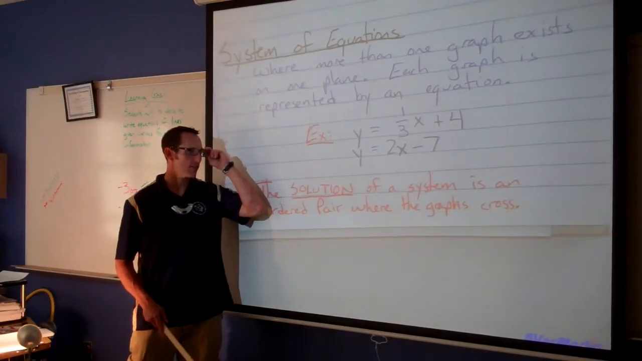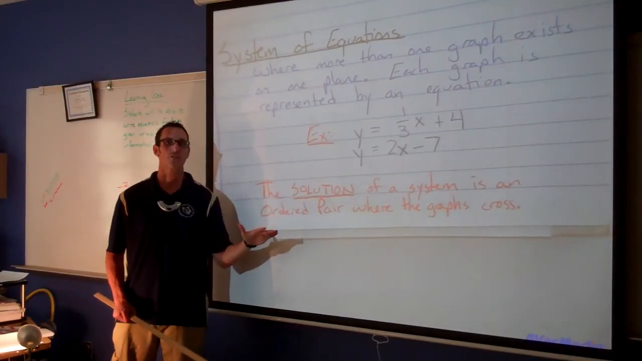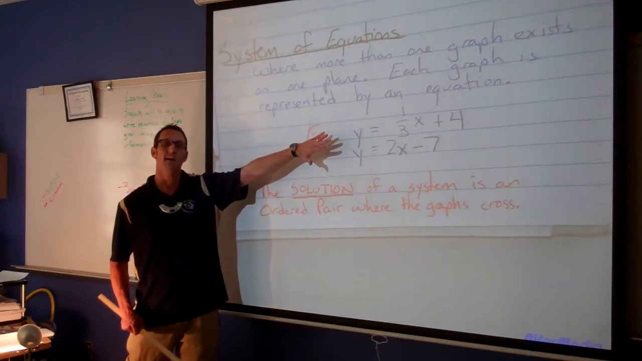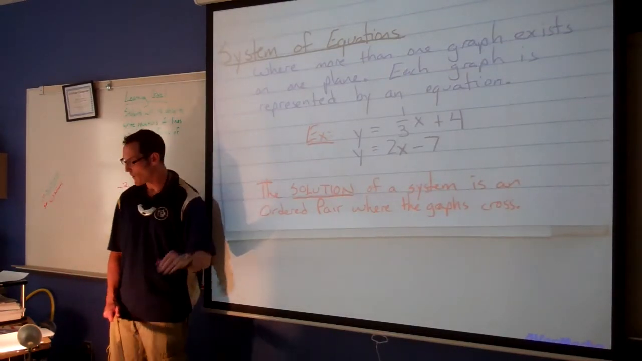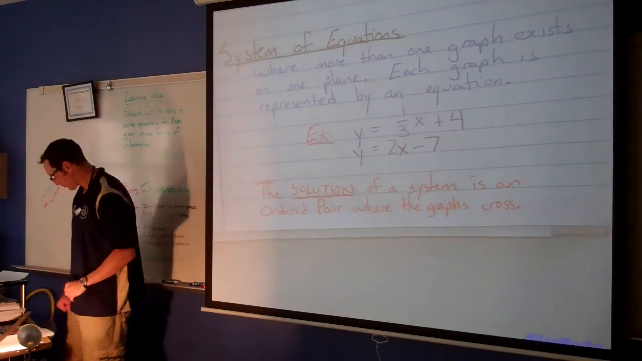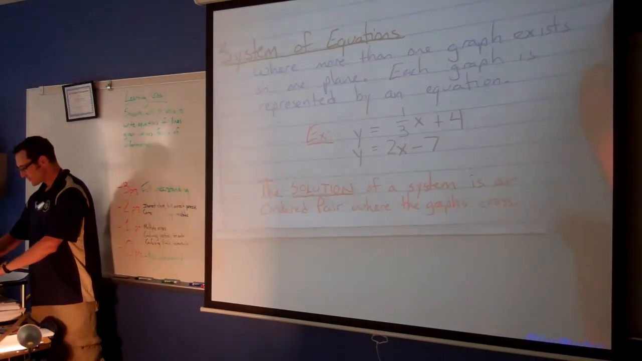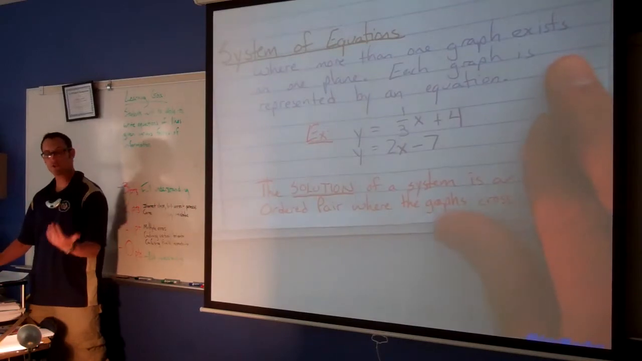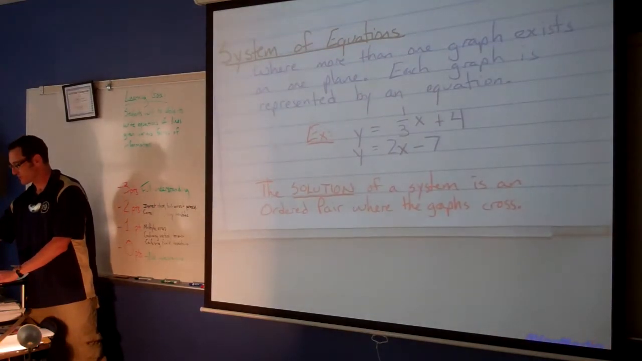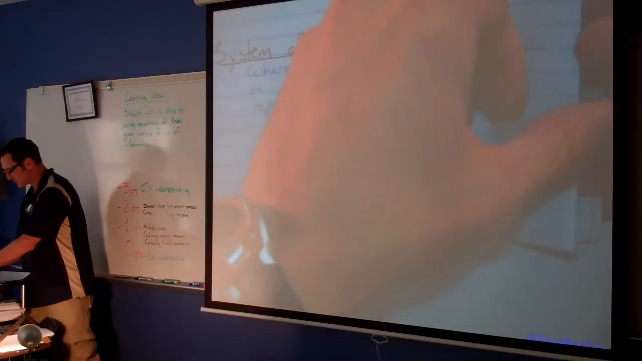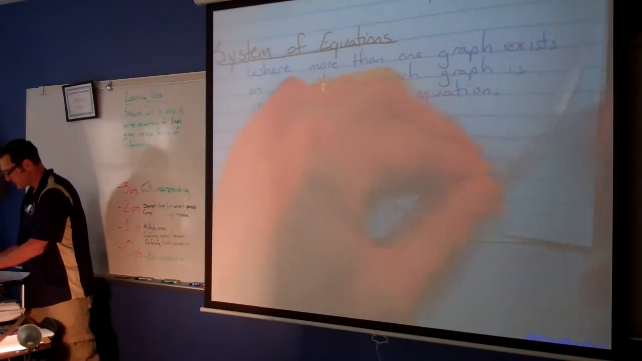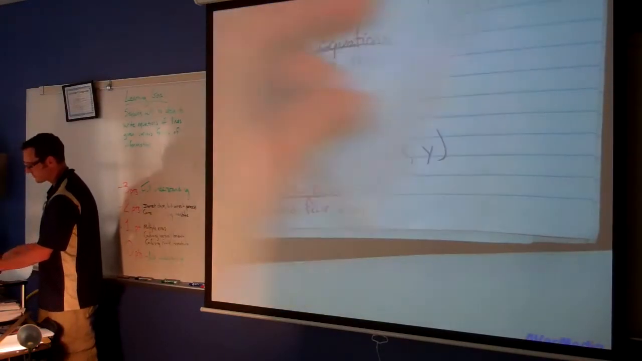Hopefully you can get a picture of what's happening. Remember, everything in math is a picture. This is what's going on. We have more than one graph on a plane. A solution to that system is where the two graphs would cross. So this unit is focused on solving a system of equations. And I've put together a few steps on solving a system of equations using a method called substitution.